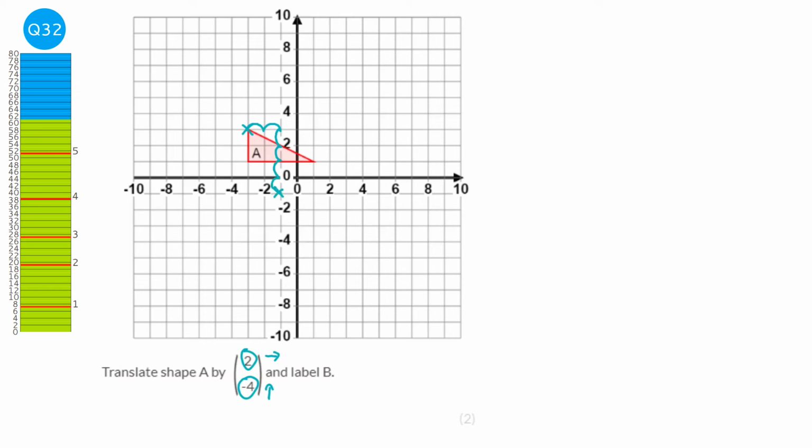The next thing we need to do is draw in the shape. So that's the top left part of the shape. I'm going to draw in the shape, and it's 4 across. So it should go here. And draw in the shape from there. Make sure that you know that that coordinate is the top left part of our shape. And it says to label it B.